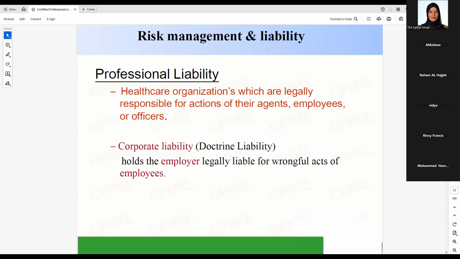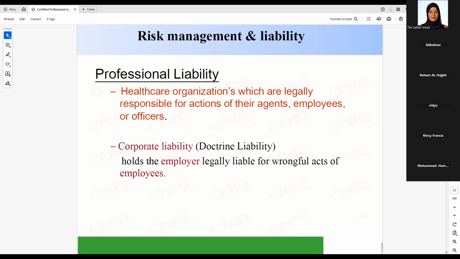Here in the risk management, they talk about the aspect of professional liability. This is where healthcare organizations are legally responsible for the actions of their agents, employees, or officers. So if, for example, a physician in SSMC makes a mistake, then SSMC is professionally liable for their actions and the outcome of care that they or their employees have implemented.